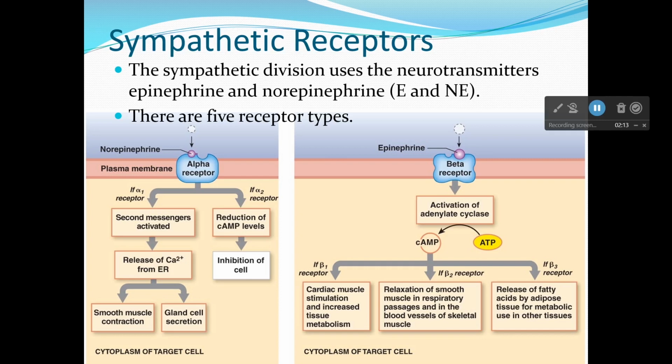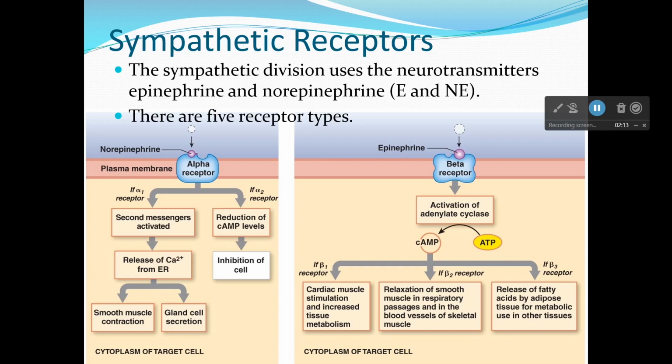If it's an alpha 2 receptor that was bound, alpha 2s are inhibitory. So we'll get a reduction in cyclic AMP. Remember, cyclic AMP is a second messenger. It makes things happen in the cell. If we reduce cyclic AMP, we inhibit the cell. All right, so alpha 1, stimulatory, alpha 2, inhibitory. Norepinephrine, sympathetic receptor.